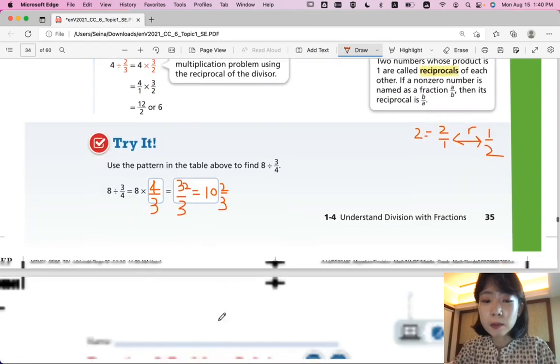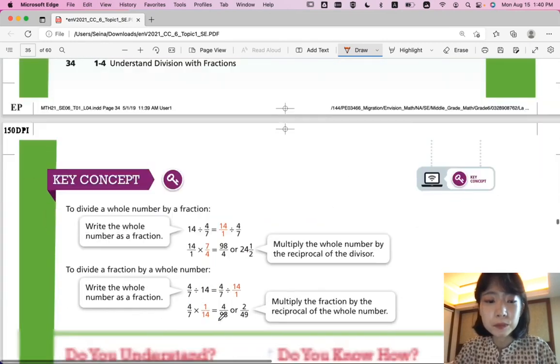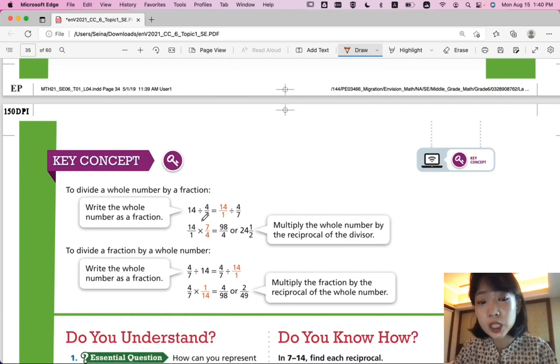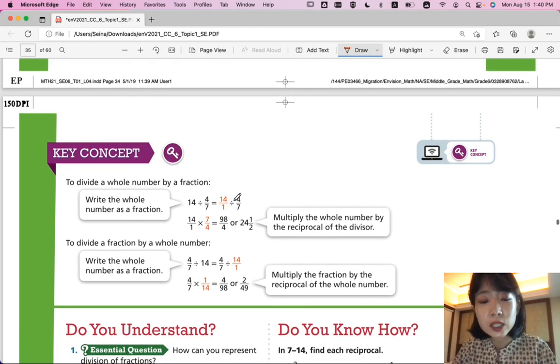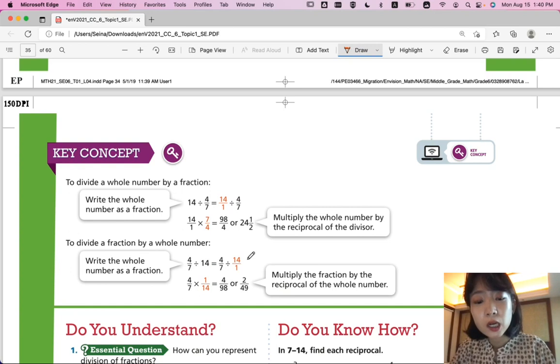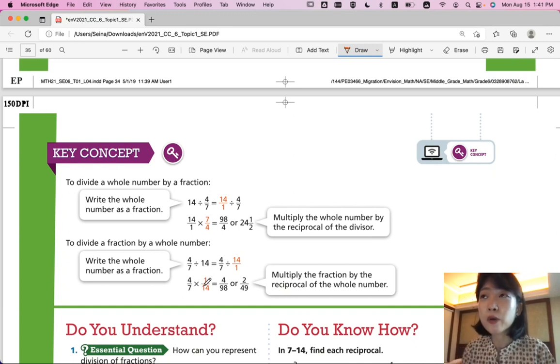So let's summarize the lesson. To divide a whole number by a fraction, you can write the whole number as a fraction and change the division into multiplication by using the reciprocal. To divide a fraction by a whole number, you can also change the whole number into a fraction and use the reciprocal to change the division into multiplication. This is how you can solve it numerically.